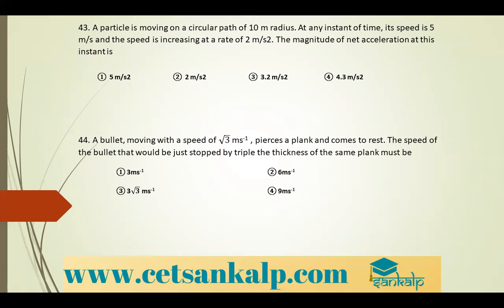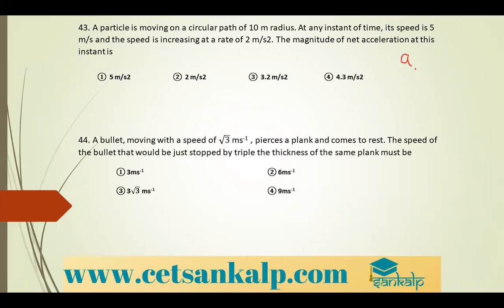A particle is moving on a circular path. So they are given the radius. At any instant of time, its speed is 5 meters per second. And the speed is increasing at a rate of 2 meter per second square, that is tangential acceleration.